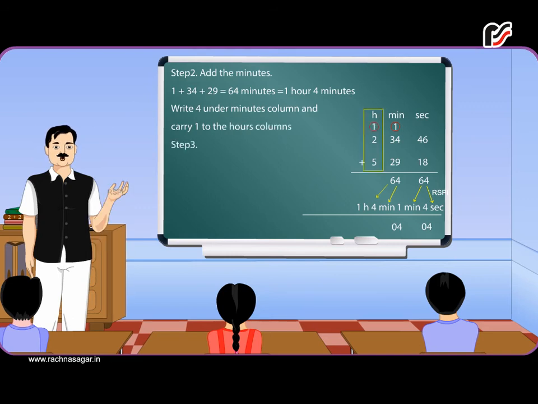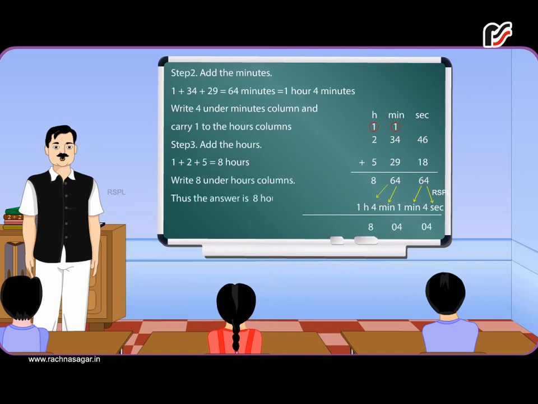Step 3. Add the hours. 1 plus 2 plus 5 equals 8 hours. Write 8 under hours column. Thus, the answer is 8 hours 4 minutes 4 seconds.